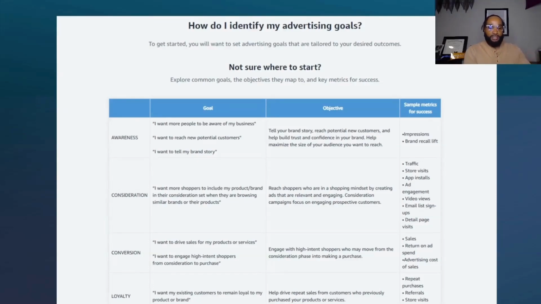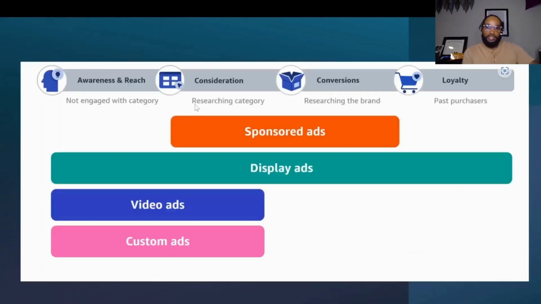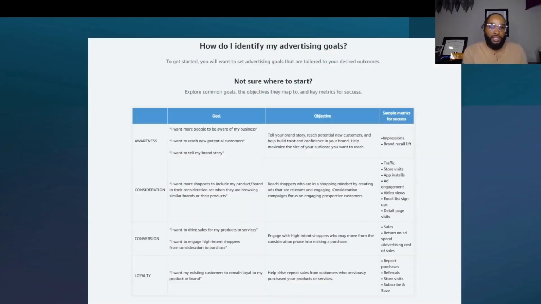So if you're a seller that's focused on conversions and you're wanting to meet only the customers that are ready to buy right then, right at that moment, you'll want to run your sponsored product ads here. As you can see, you'll be able to reach people who are in the consideration stage as well as the conversion stage.